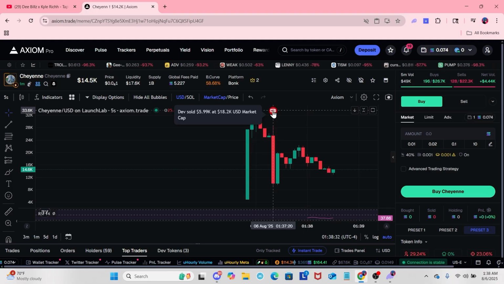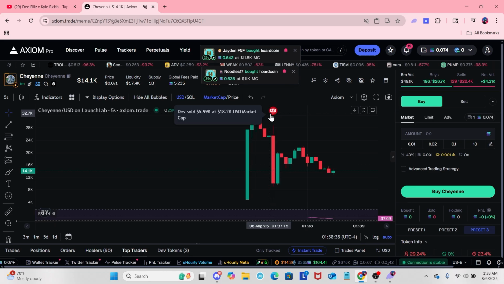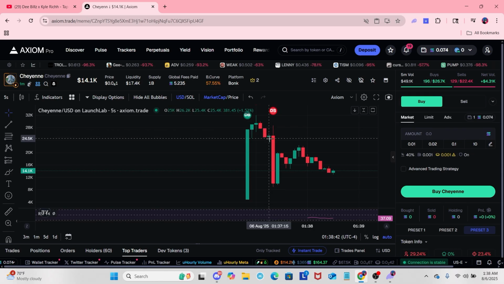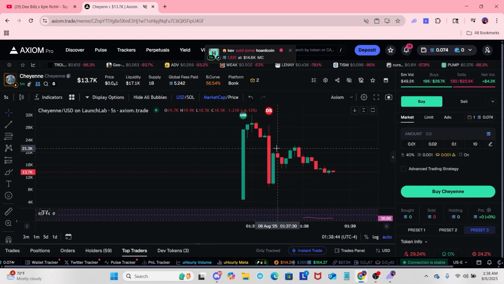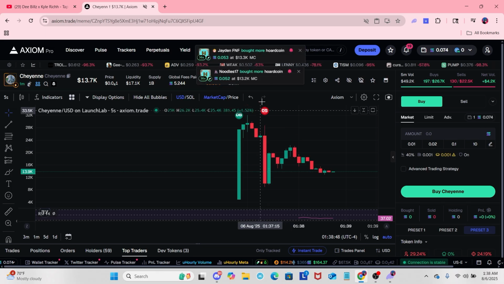The dev sold. Whoever put in money right here, they cooked themselves. You know what I mean? Unless it shoots back up because the volume was there, but the dev sold. It dropped crazy. He sold all his stuff, and that guy's out of money because he bought before the dev was able to sell. So when the dev sold, it dropped a lot, and he lost money.